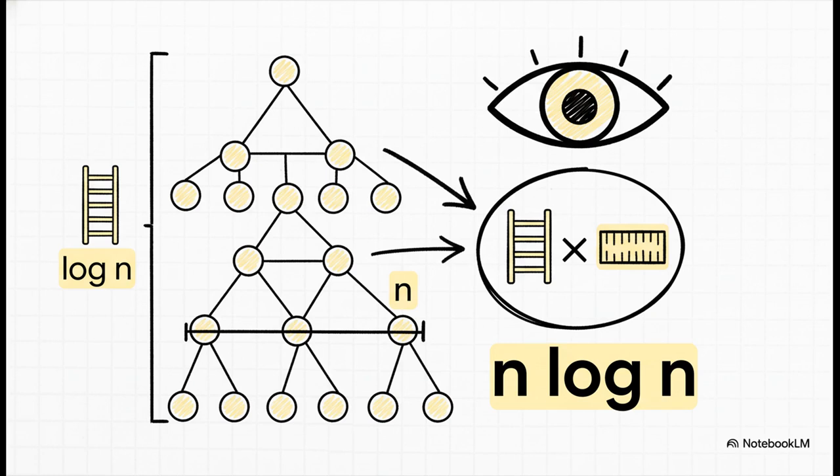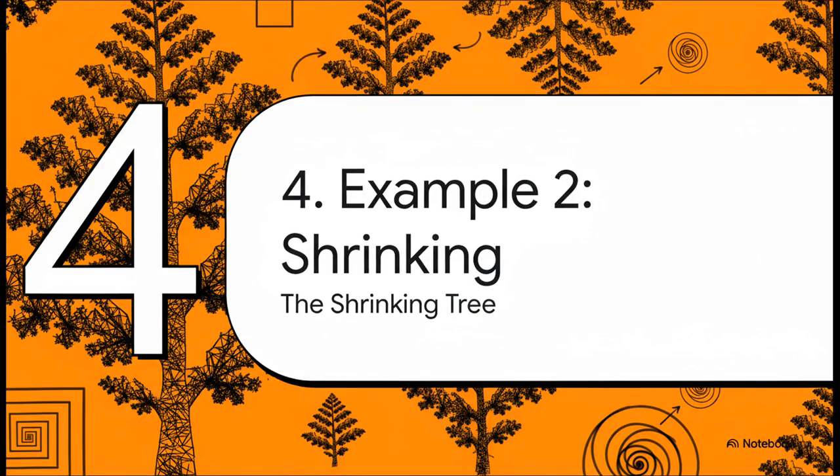We've got log n levels, and every single one of them costs n. You just multiply them together, the number of levels times the cost per level. And bam, you get theta of n log n. And the absolute best part is that we didn't just blindly apply a formula. We actually saw why that's the answer. Okay, you ready for another one?